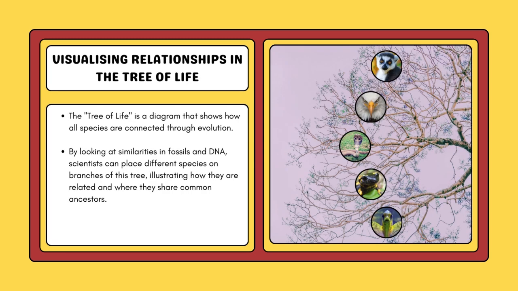Visualizing relationships in the tree of life. The tree of life is a diagram that shows how all species are connected through evolution. By looking at similarities in fossils and DNA, scientists can place different species on branches of this tree, illustrating how they are related and where they share common ancestors.